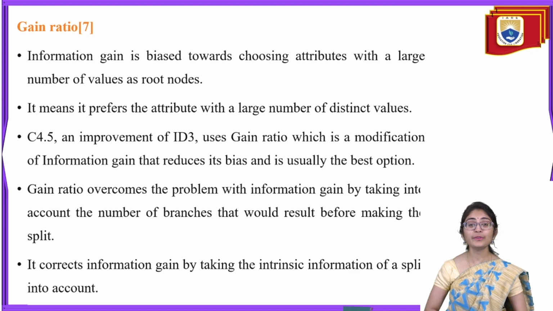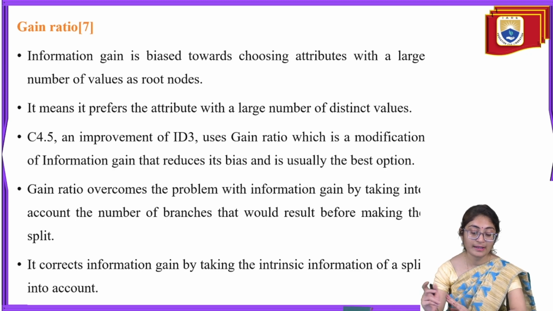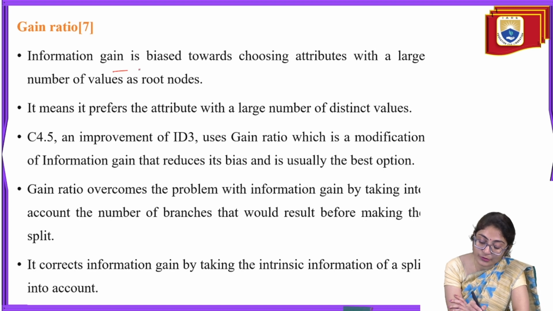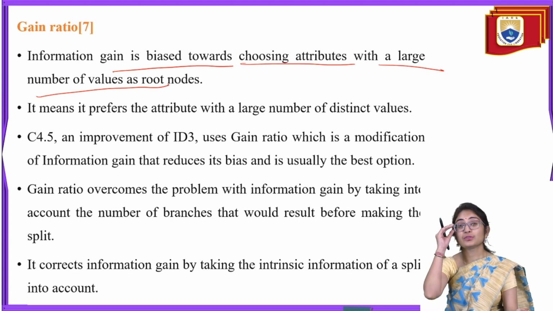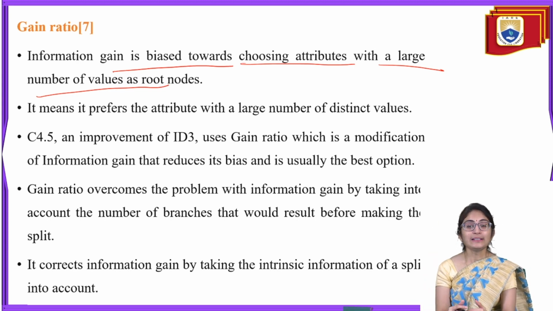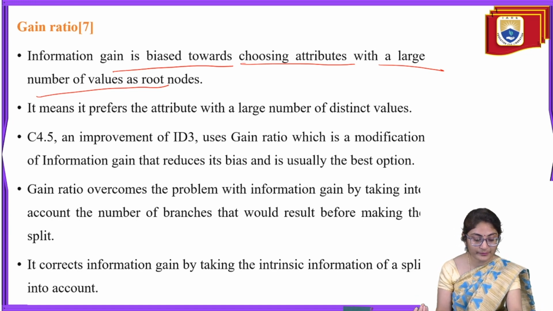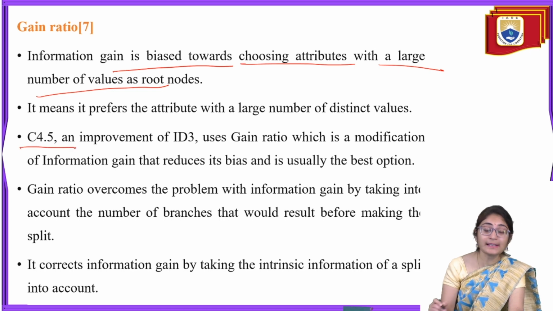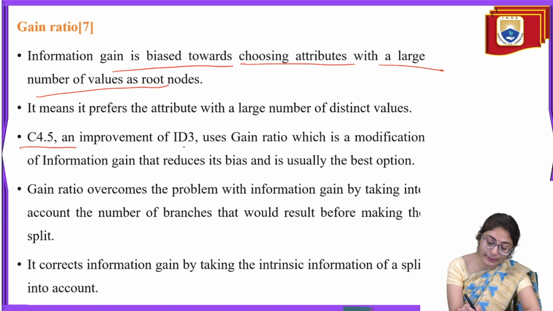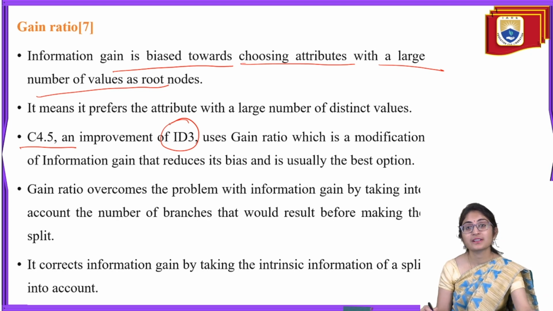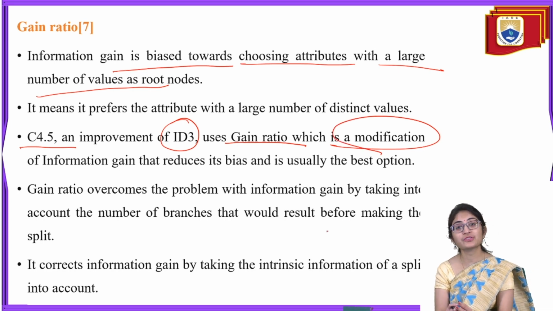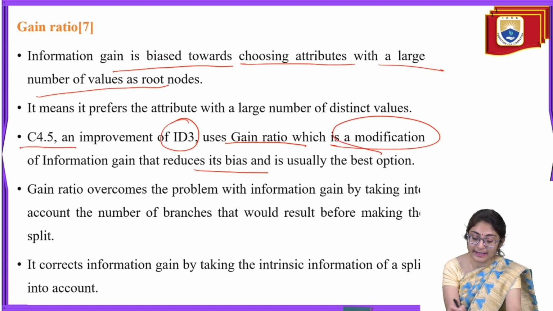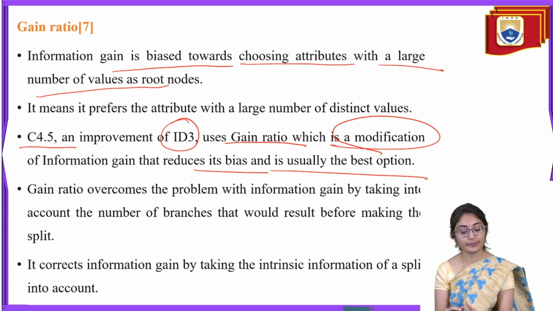Now we will see gain ratio. Information gain is biased towards choosing attributes with a large number of values as root nodes. It means it will prefer the attributes with a large number of distinct values. C4.5 is an improvement of ID3, which uses the gain ratio, a modification of the information gain, and that reduces its bias and uses the best option.